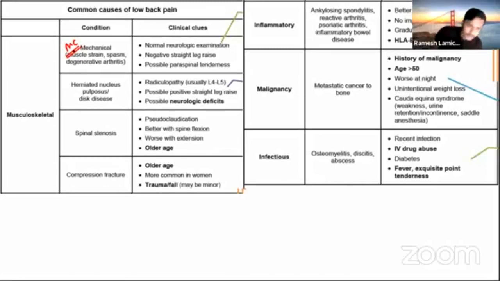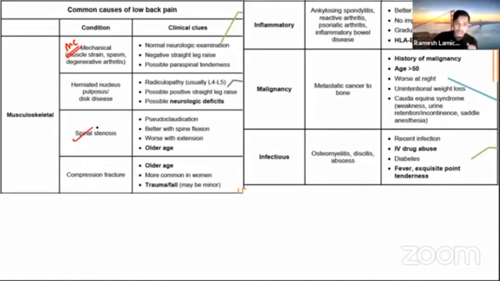So what are the causes in musculoskeletal? In musculoskeletal, there may be a mechanical cause, like muscle strain or spasm after heavy lifting or something. So that is mechanical. Then there is herniation of the nucleus pulposus. As you know, the nucleus pulposus is the middle part of the vertebral disc. So if it bulges, it is a herniated nucleus pulposus.